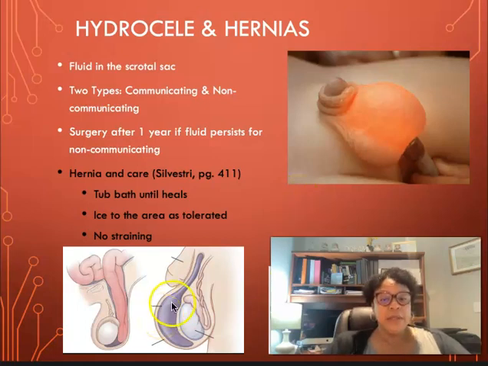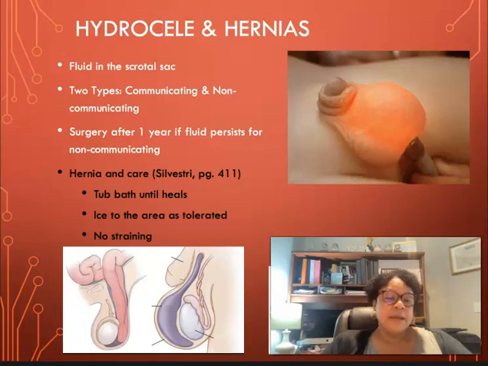Now, with an inguinal hernia, which is the bowel, we need to be very careful because we don't want strangulation of the bowel. So this is definitely going to need surgery, because we're going to need to close the canal and put the bowel in the right spot.